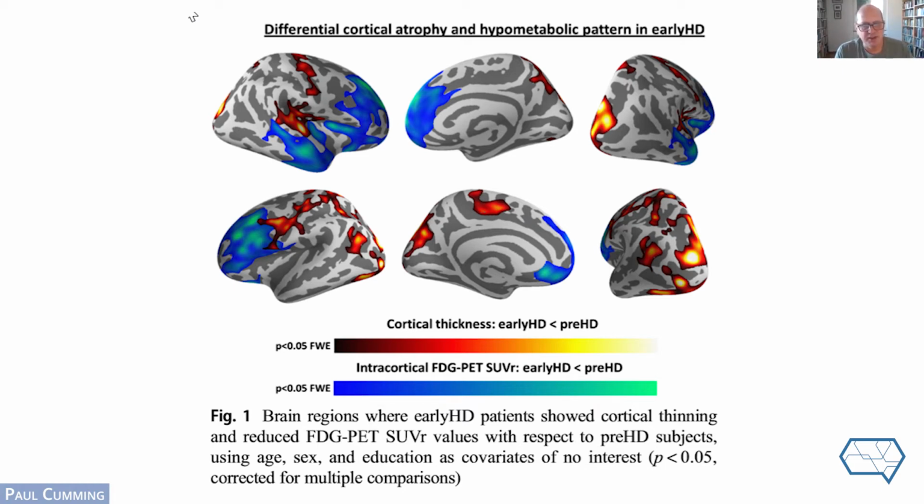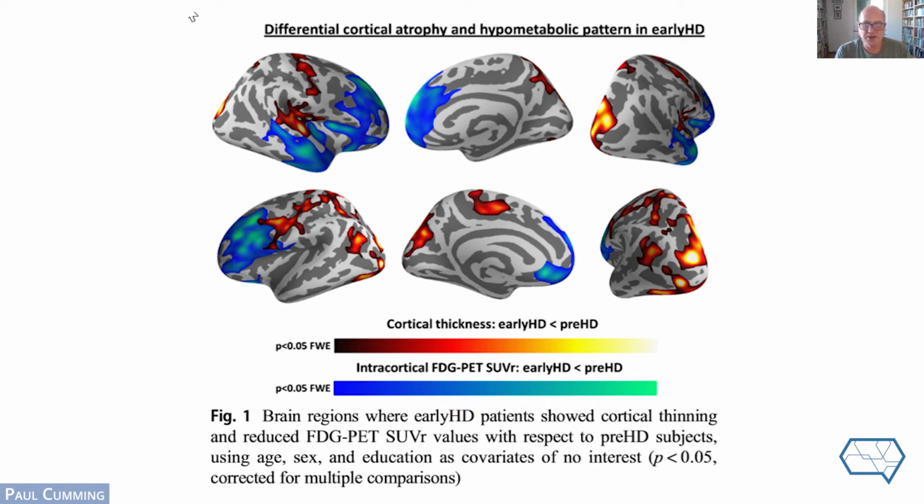But interestingly, the FDG PET investigation in the same subjects shows that the loss of metabolic activity in this very early stage of Huntington's is present in quite different regions than where the cortical loss is taking place. In particular, you can see in the blue a very distinct loss of metabolic activity in the frontal cortex, really, and almost nowhere else at this stage of the disease, and in the anterior cingulate cortex.